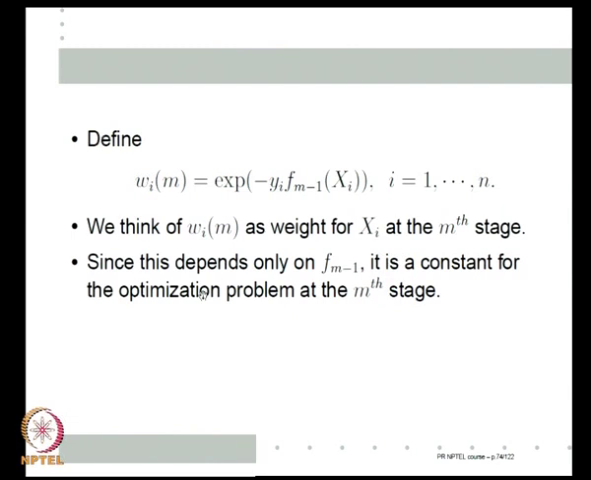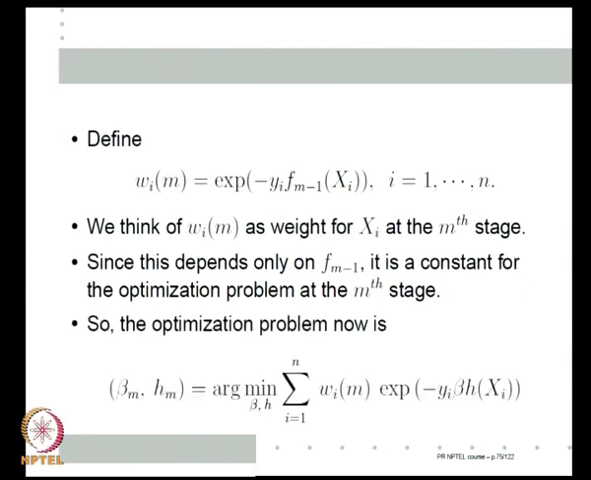Since this depends only on f_{m-1}, it is a constant for the optimization problem at the mth stage. It does not affect the optimization problem at the mth stage. So, now I can write the optimization problem effectively as: minimize over beta and h, the sum from i equal to 1 to n of w_i^m exponential minus y_i beta h(x_i). I find the beta and h that minimizes this, and those are what I call beta_m and h_m. That is what argmin means. That will be the solution for my mth stage component classifier. So, this is what I have to do if I am doing stage wise empirical risk minimization using exponential loss.